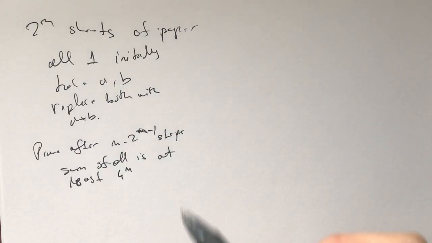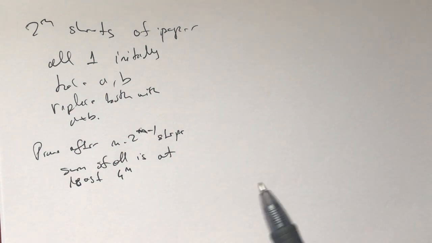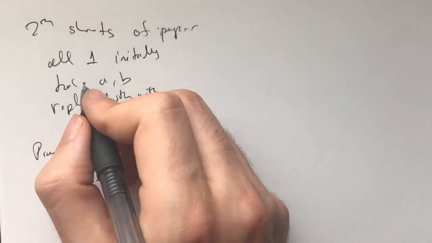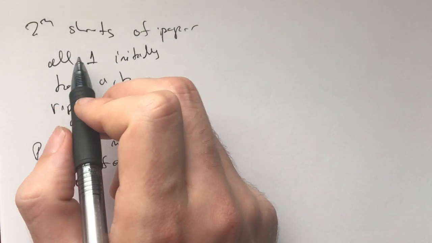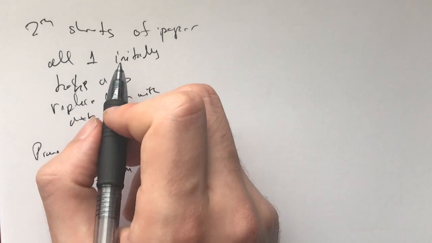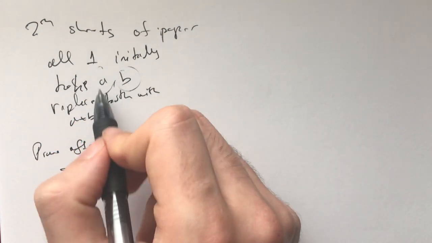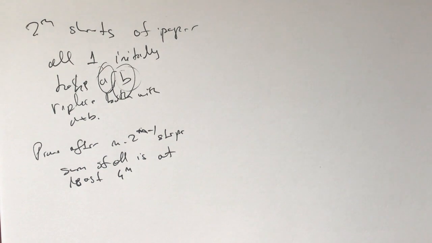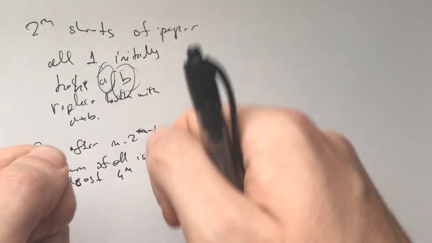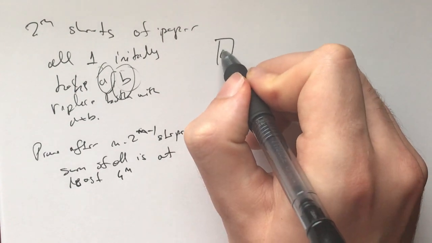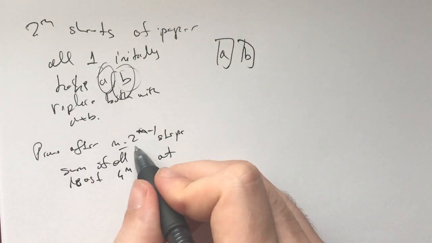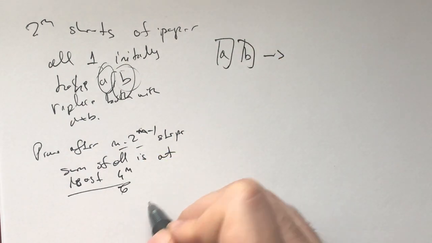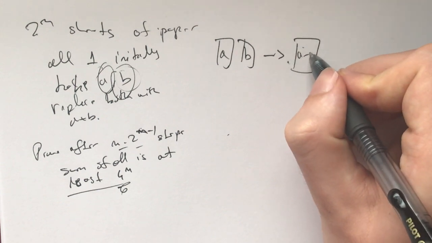Reflecting a bit, I realized this is the first problem I'm going to show you that I actually encountered at a contest and didn't solve. But anyways, here you have 2 to the m sheets of paper, all with 1s written on them initially, and at every point somebody picks 2 of them. If those numbers are A and B, it replaces both A and B with A plus B on the 2 sheets. The question is: prove that after m times 2 to the m minus 1 steps, the sum of all the sheets will be at least 4 to the power of m.